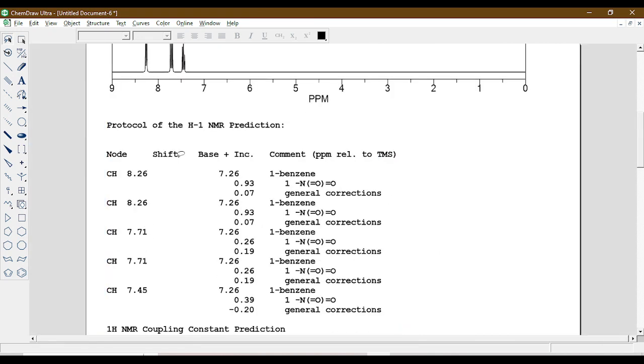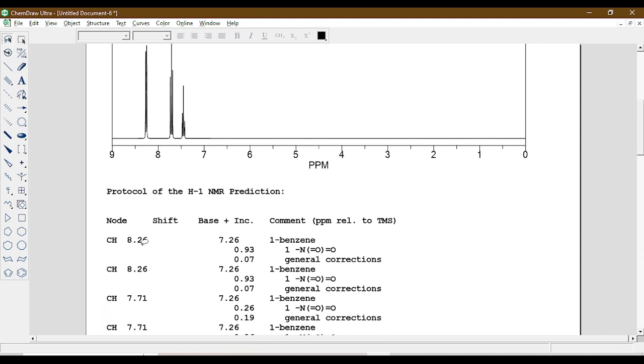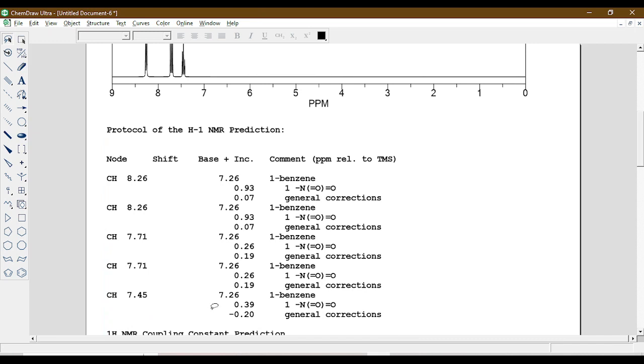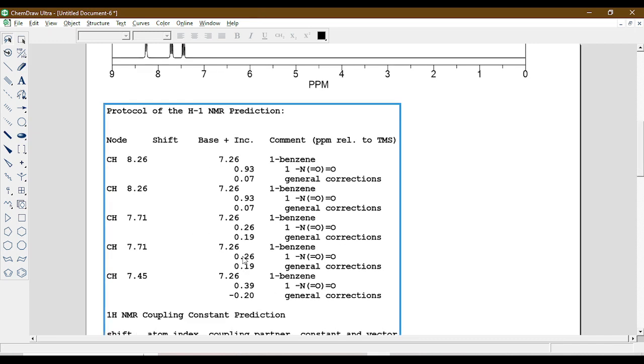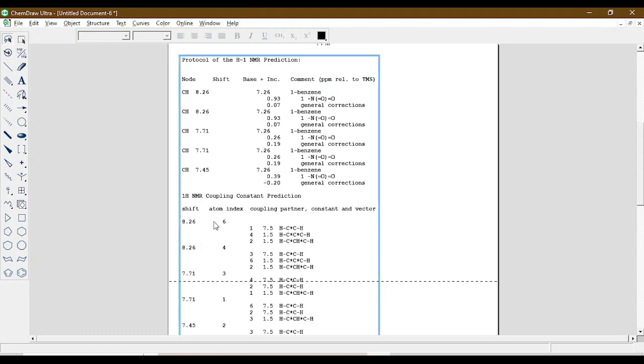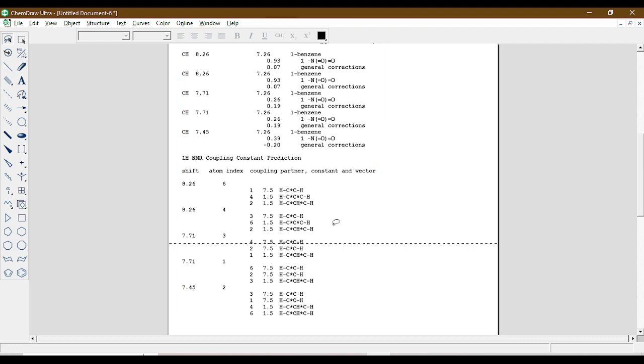And the values are given here. The CH shift at the ortho position is given first, the meta position is given second, and the para position is given below. From that you can know the splitting of the molecule. The splitting is also given here, along with the peak ratios, the atomic index, coupling parameters, constants and vectors. So which hydrogens and carbons are responsible for the splitting is also given here.